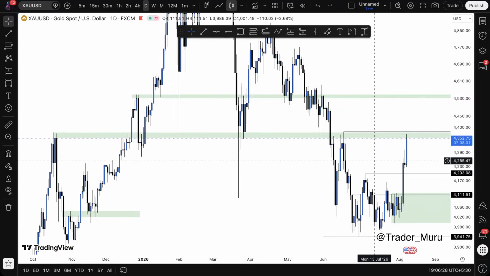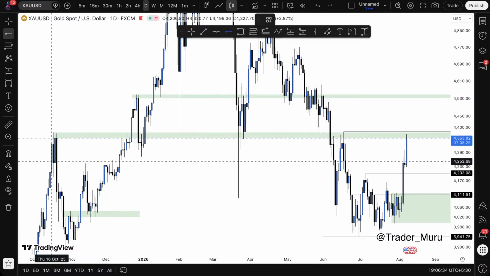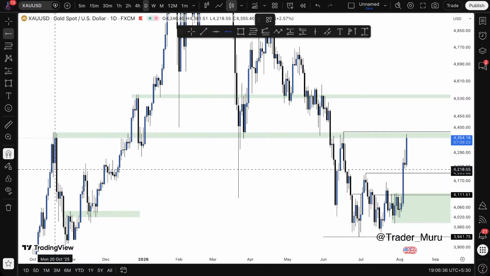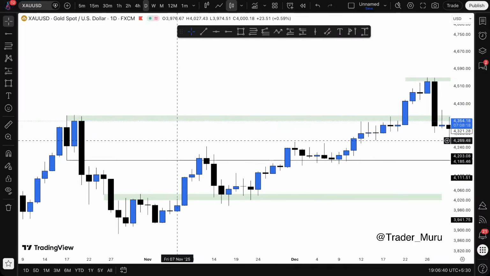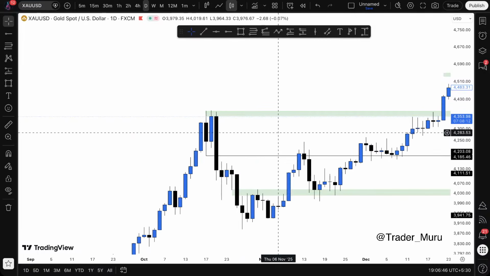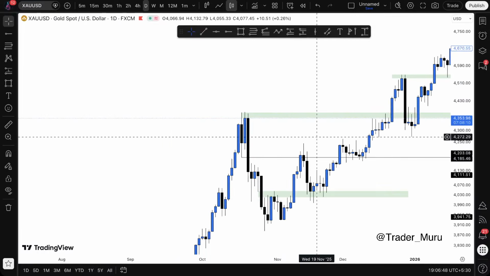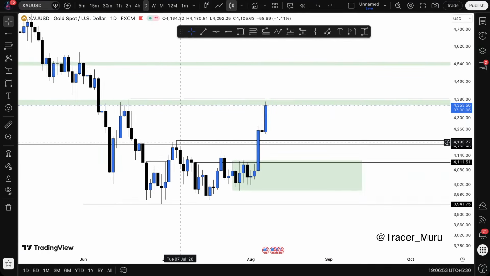Look at this. From this area, the first drop was this one. This was the first drop. This area test, first drop, second test, again drop. Okay. And what is this area in current structure? Our previous mitigation block.